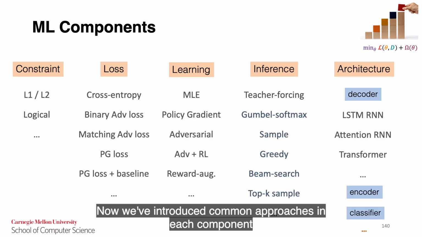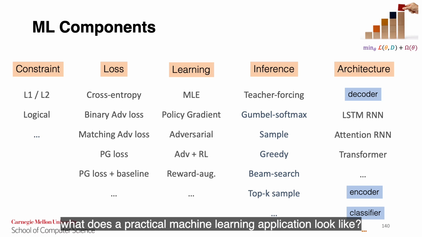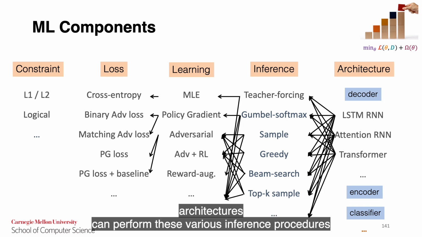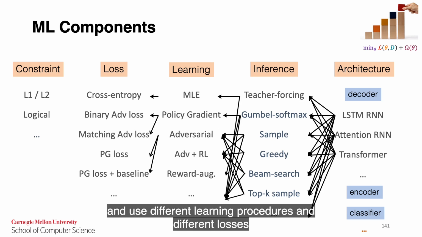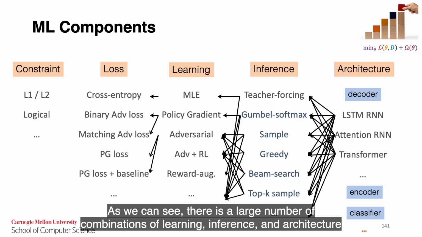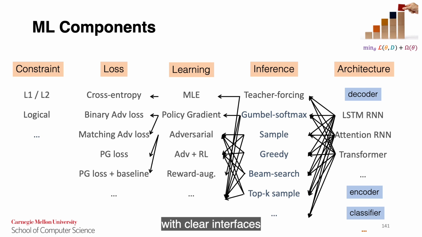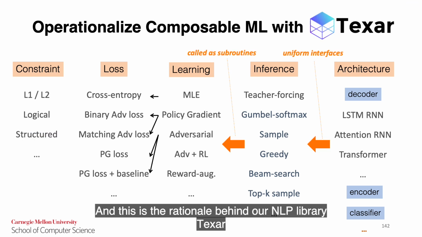Now we've introduced common approaches in each component. What does a practical machine learning application look like? It looks like this. Many of these methods can be used together. For example, decoders with all these different architectures can perform these various inference procedures and use different learning procedures and different losses. As we can see, there is a large number of combinations of learning, inference, and architecture. We can't possibly enumerate all of them, so it is necessary to properly decouple them with clear interfaces. And this is the rationale behind our NLP library, Texar.